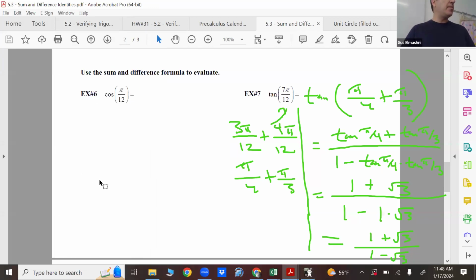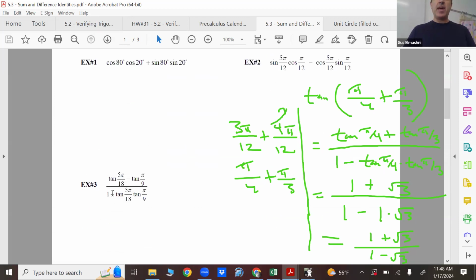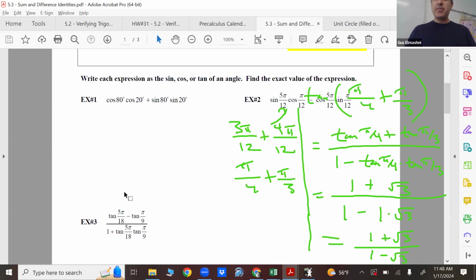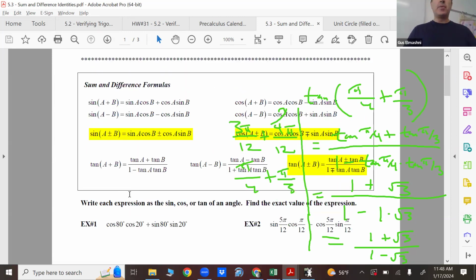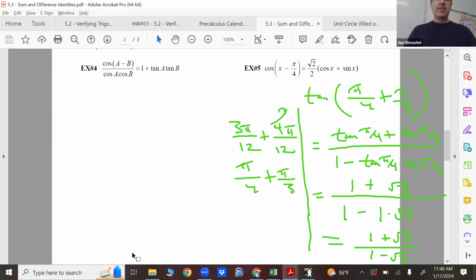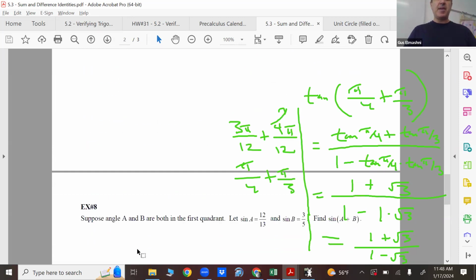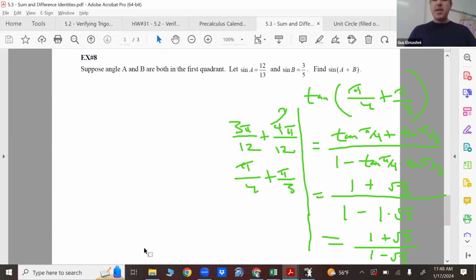Okay, questions so far? We're okay. It's identities, evaluating, finding exact values, or combining things to get down to one angle and then evaluating afterwards. All this is application of these formulas. That's all we're doing. I know, not terribly exciting stuff, but just good critical thinking problems. Okay, we got a couple more.